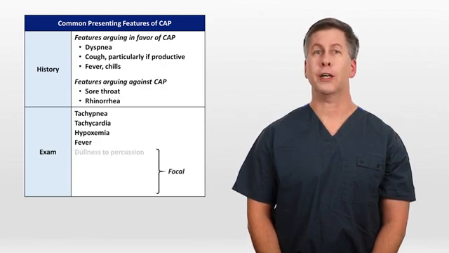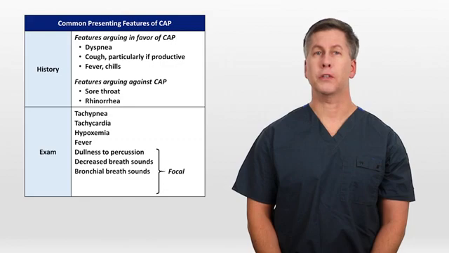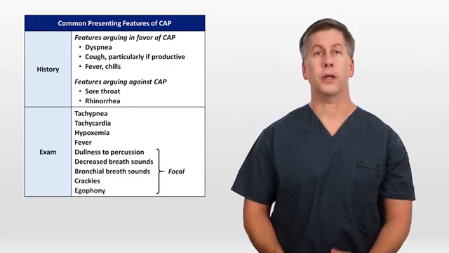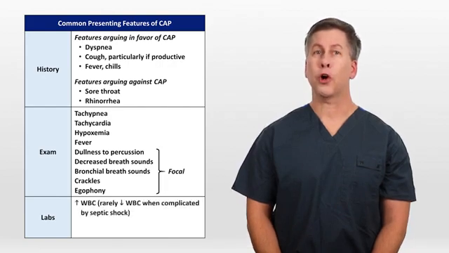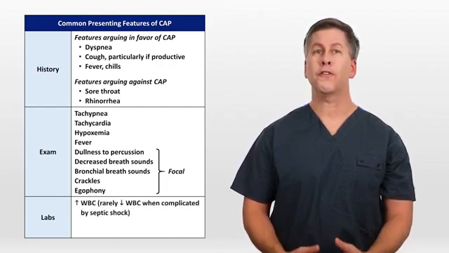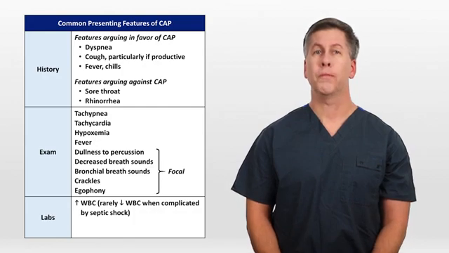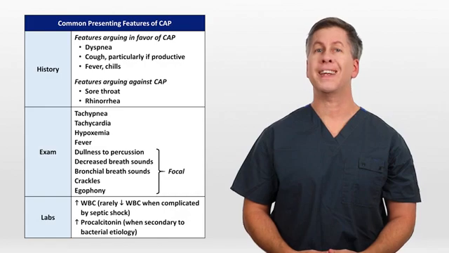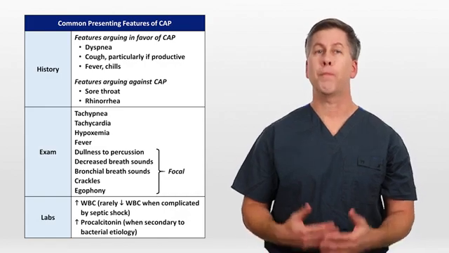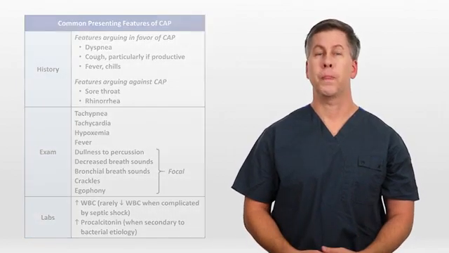Focal lung findings include dullness to percussion, decreased breath sounds, bronchial breath sounds, crackles, and egophony. And on labs, the white blood cell count is usually elevated, but can rarely be abnormally low when the pneumonia is severe enough to be accompanied by septic shock. Also, a protein called procalcitonin has been found to be a nonspecific biomarker of bacterial infections.